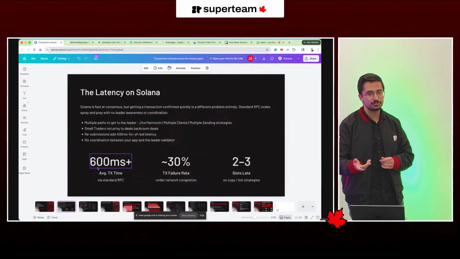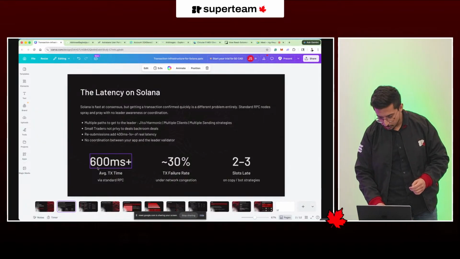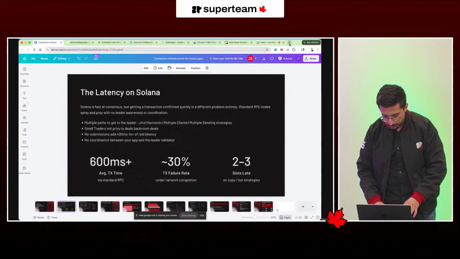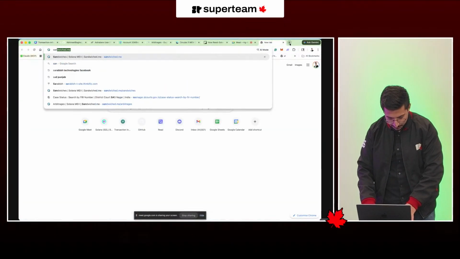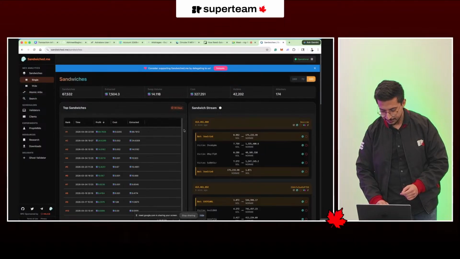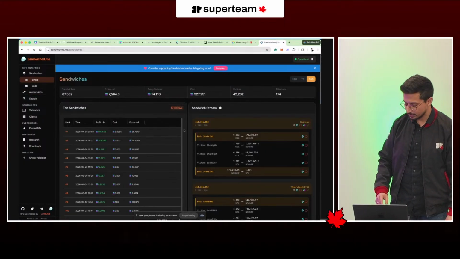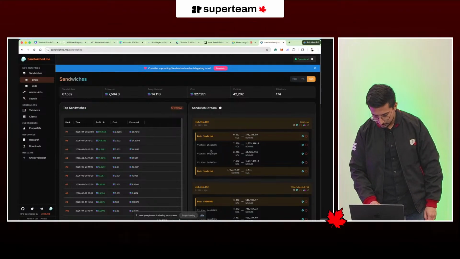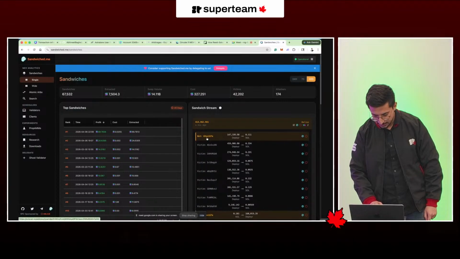Bad MEV is essentially when you sandwich, right? So let's go into a little bit of bad MEV. What does bad MEV look like? So this is a sandwich.me detector, right? A lot of people might have seen this. So essentially what is happening here is this is a bot which is sandwiching a victim.